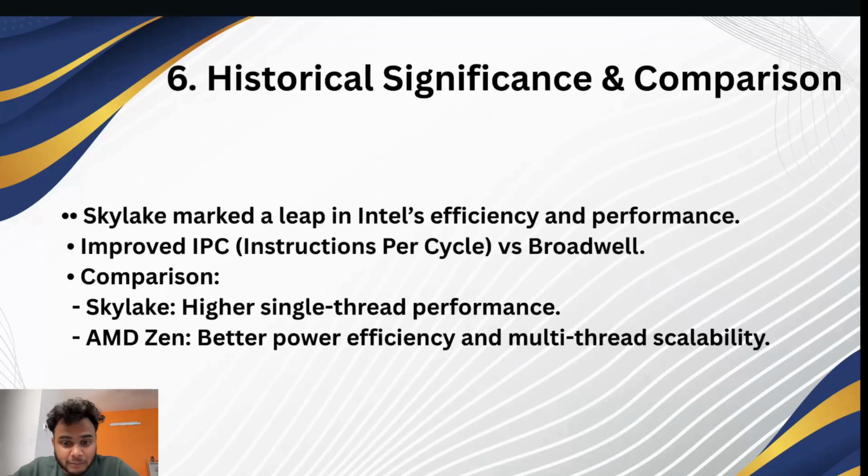From a historical perspective, Skylake was a major leap forward for Intel. It improved instructions per cycle, or IPC, compared to the previous Broadwell architecture while consuming less power. When we compare Skylake with AMD's Zen architecture, Skylake typically has better single threaded performance, while Zen provides better efficiency and multi-thread performance. Overall, Skylake maintained Intel's strong leadership in the mid 2010s. Let's move to the 8th slide.